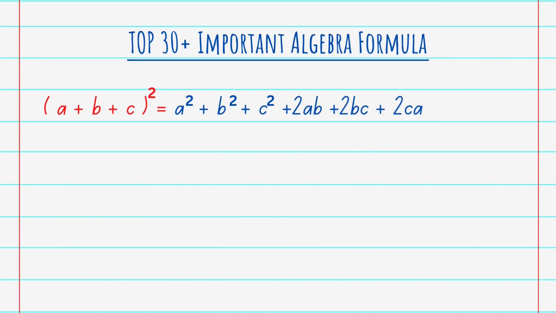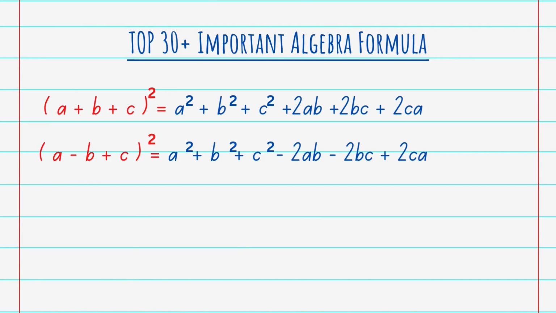Next formula is (a plus b plus c) whole square, which is equal to a square plus b square plus c square plus 2ab plus 2bc plus 2ca. Next is (a minus b plus c) whole square, which is a square plus b square plus c square minus 2ab minus 2bc plus 2ca.